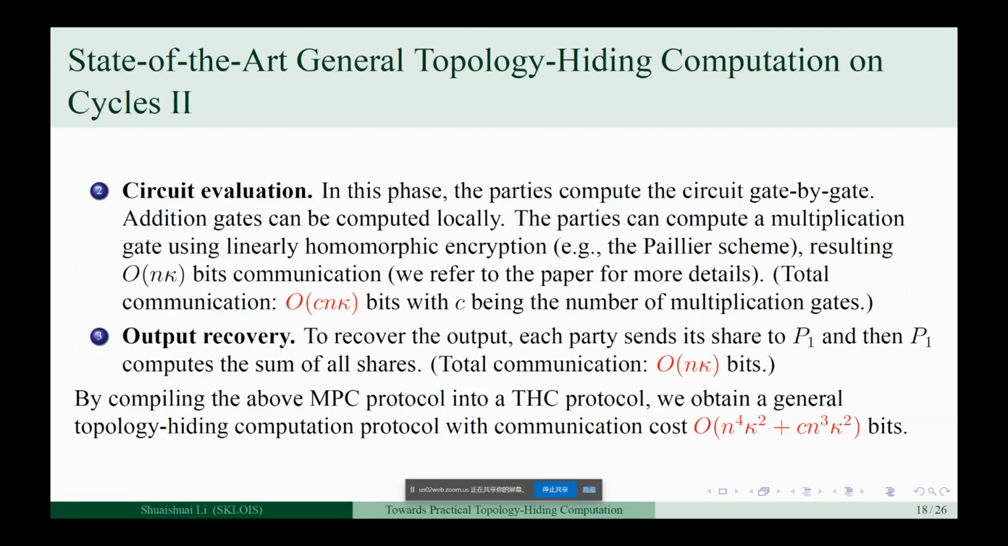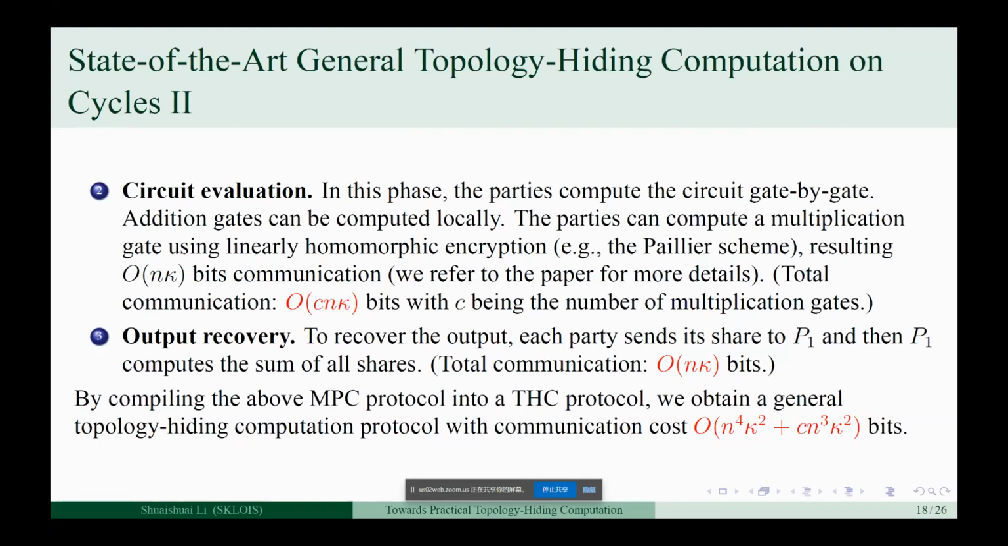In the circuit evaluation phase, the parties compute the circuit gate by gate. Addition gates can be computed locally. The parties can compute a multiplication gate using linearly homomorphic encryption, resulting in O(n) times kappa bits communication. The total communication cost of the circuit evaluation phase is O(c) times n times kappa bits. In the output recovery phase, each party sends its share to P1, and then P1 computes the sum of all the shares. The total communication cost of the output recovery phase is O(n) times kappa bits.